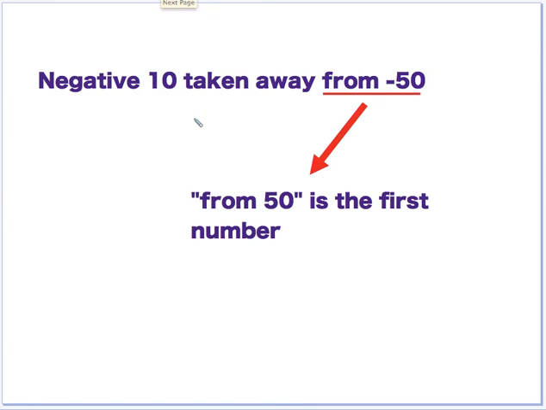-10 taken away from -50. Now, -50 is the first number, and I know this because I see the word from. It's like saying you have 50 bucks in your wallet and take away from your 50, 10 bucks. In this case, it's -50. So -50 is our first number because from tells us so. So we start off with -50.